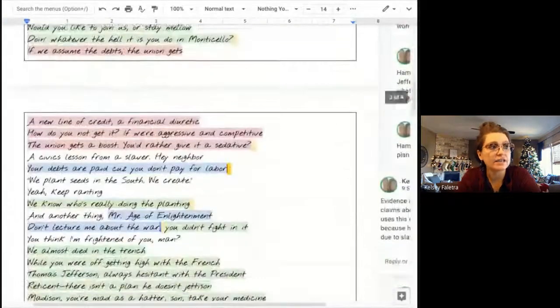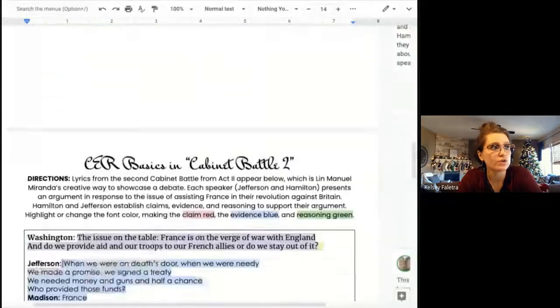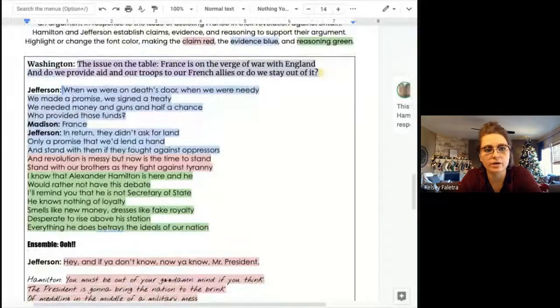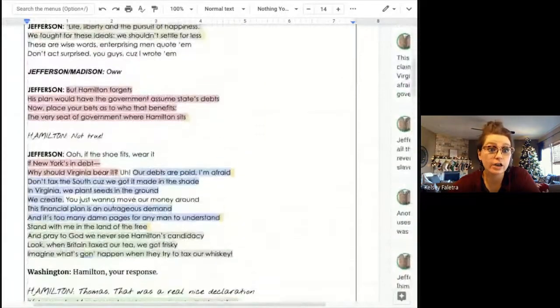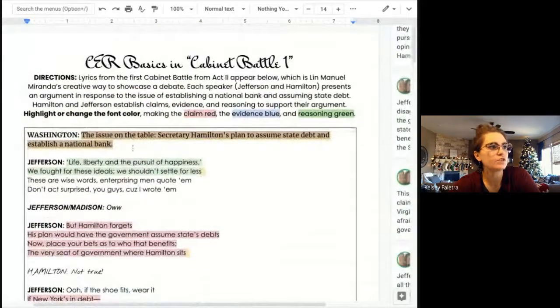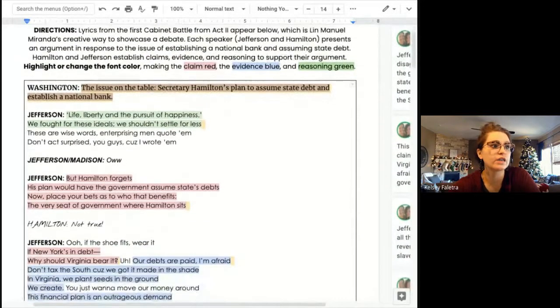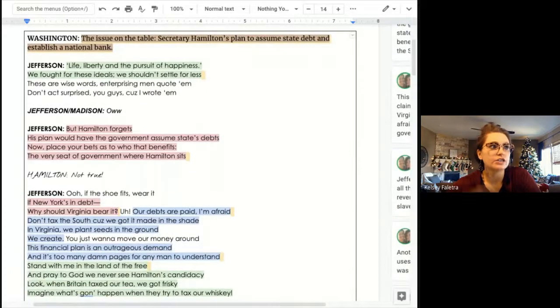I have linked this particular resource for you so you can see these are lyrics from the two cabinet battles from the play Hamilton, where they use claim, evidence, and reasoning about very specific issues. So it's a very clear-cut claim, evidence, and reasoning setup. And so the issue on the table for the first one is whether or not the United States should adopt Secretary Hamilton's plan to assume states' debts by establishing a national bank. And Jefferson presents his case and his claim, evidence, and reasoning.